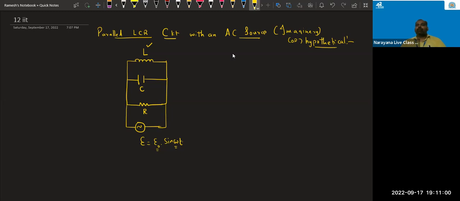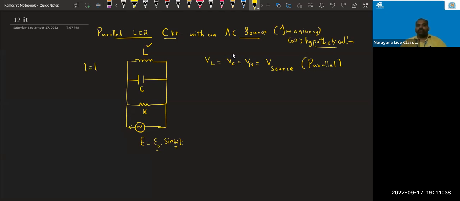Now all the three components are in parallel combination, yes or no? So I can write one statement. Voltage drop across inductor equals voltage drop across capacitor equals voltage drop across resistance equals voltage drop across the source, as they are all in parallel combination.